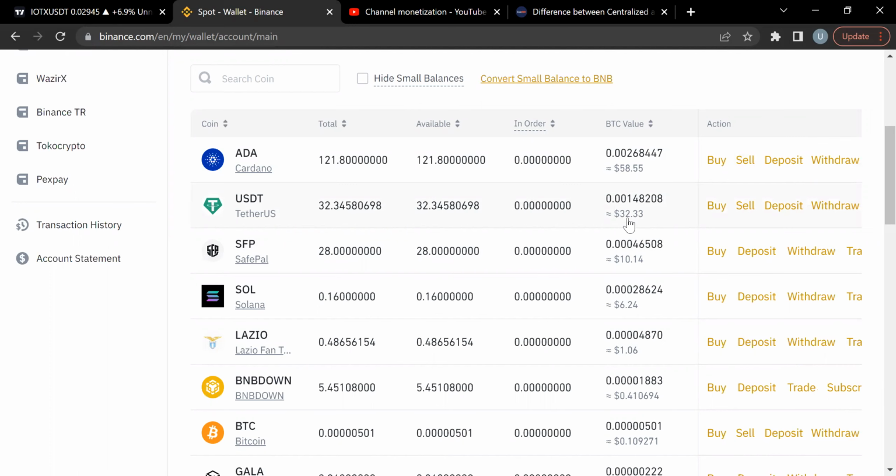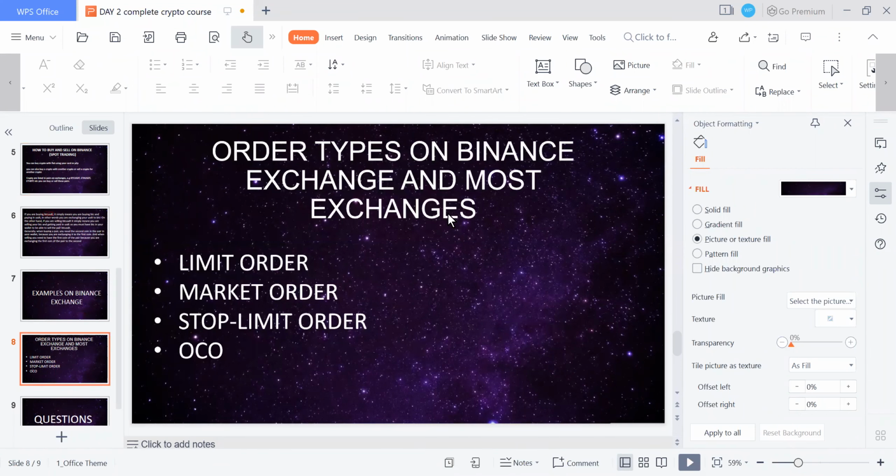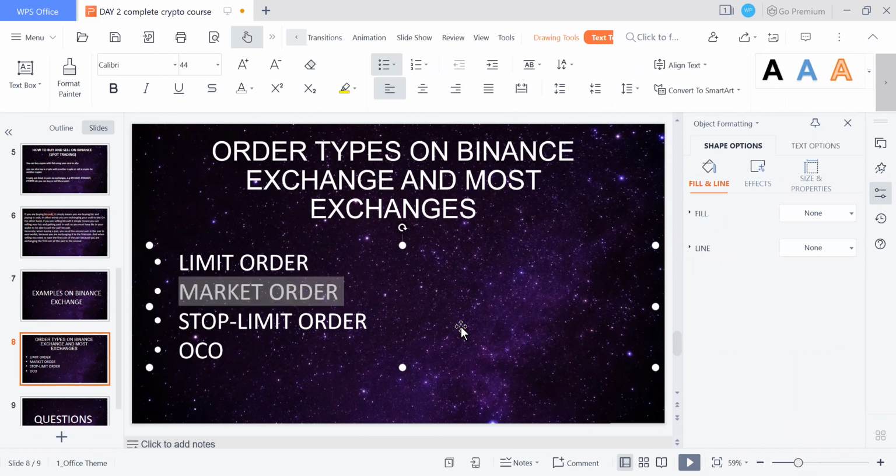But before I do that, I want to go to the next part of tonight's class, which is the different types of orders we have. Now, the one we just used to do the buying and selling is what we call market order, right? That's the one we just did now. But we still have stop limit order and OCO order that we're explaining about. So we're going back to the trading view, to the Binance platform.